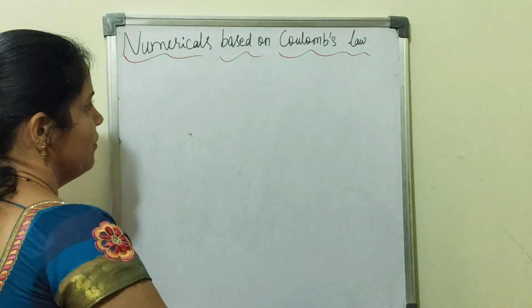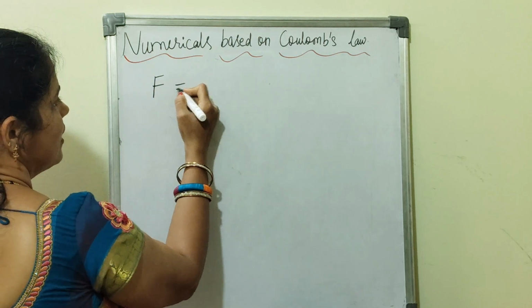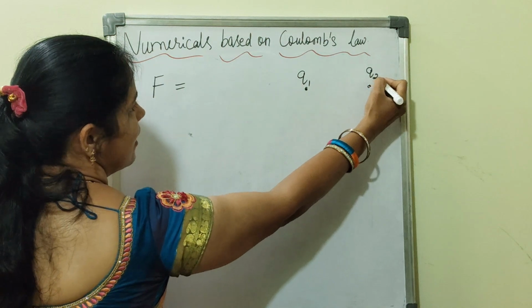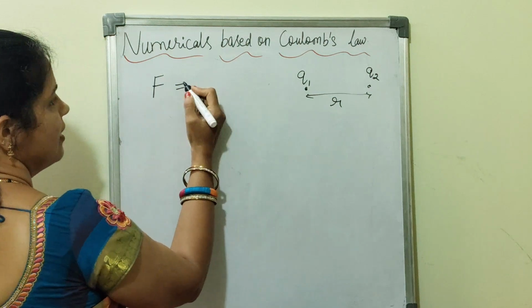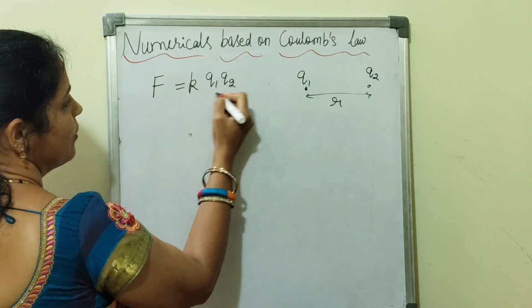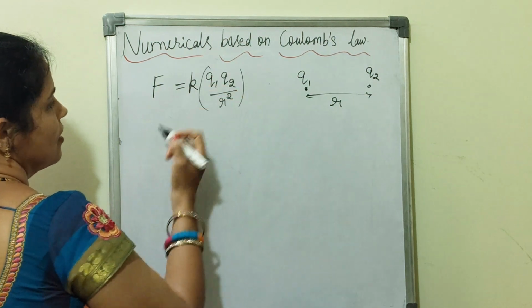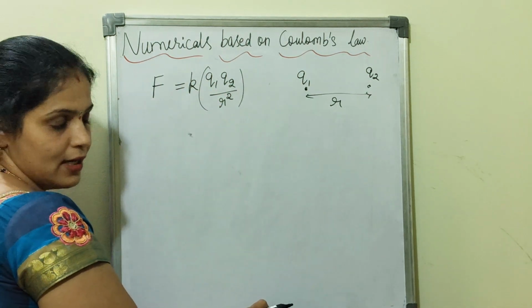Today we are going to learn numericals based on Coulomb's law. So we know that according to Coulomb's law, the force between any 2 point charges placed in air, separated by distance r, is given by the relation F is equal to K Q1 Q2 by r square. Right? Based on this, we are going to study some numericals.